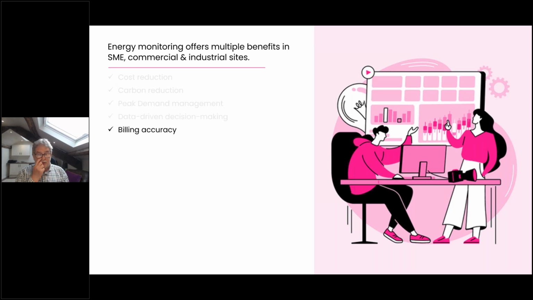A lot of people use it to check their bill accuracy. Is it actually right? The kilowatt hours that have been billed that month, actually did it happen? Lots of regulatory schemes out there now, such as ESOS and SECR. Monitoring helps with that.